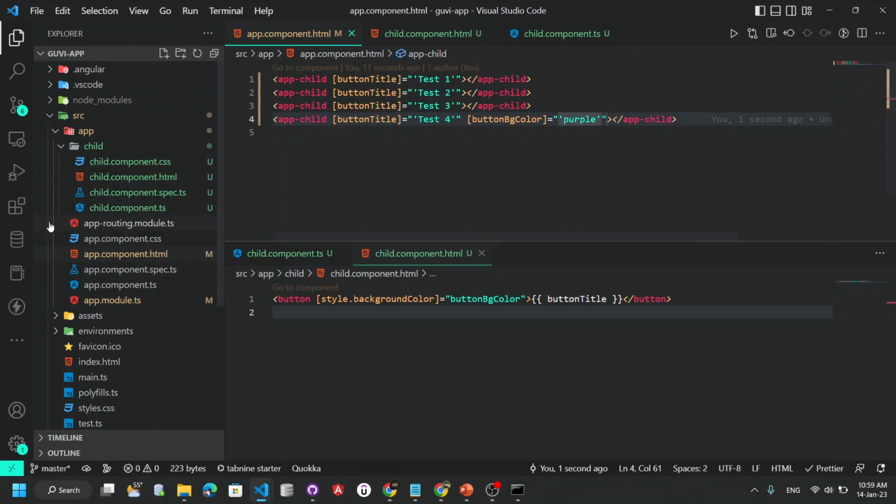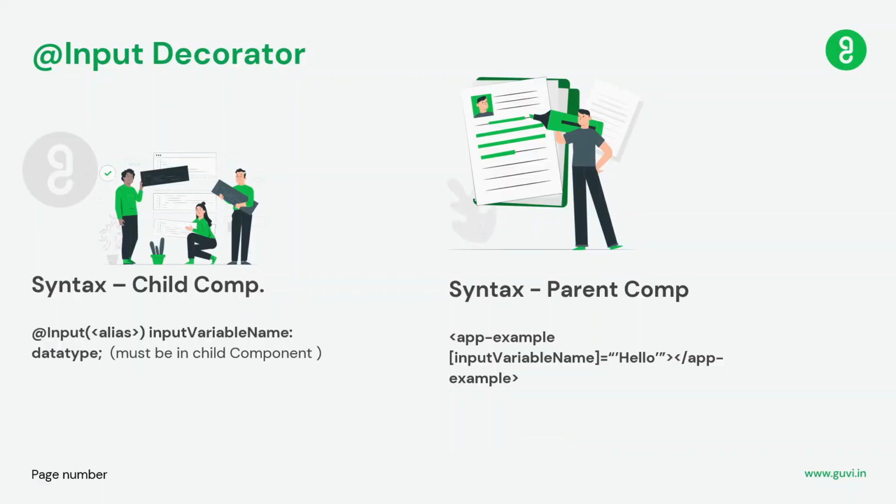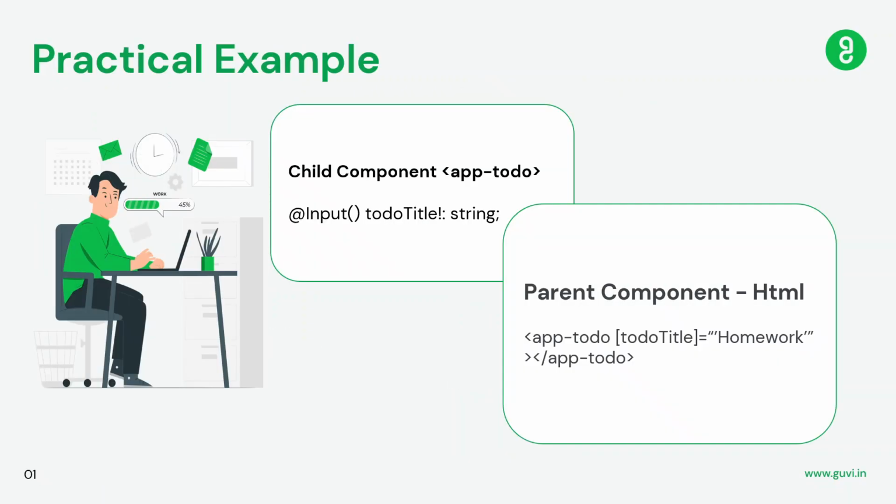But remember one thing: while using the @Input decorator, the communication only takes place within a parent and child relationship. So this was a practical example. Let's take one more example. Suppose we have a similar child component known as app-todo, and it requires an input named todo title. So how are we going to provide it? On our parent component, we are going to use app-todo, and the todo title we are going to provide the value. Easy.